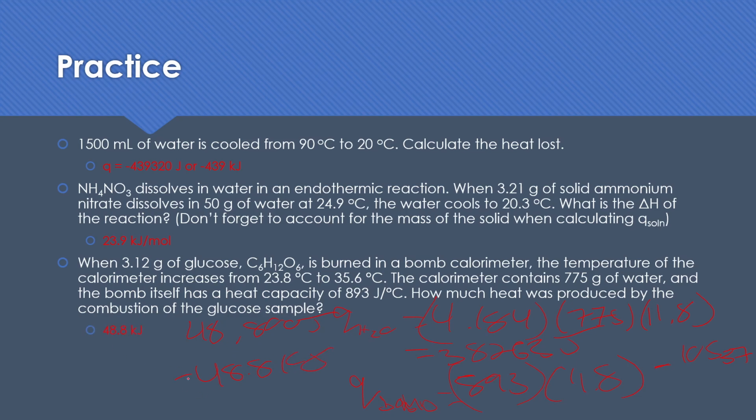Now, this is negative, but a lot of times if they say how much heat was produced, you'd report it as a positive heat, because the negative is not saying it's negative heat, it's saying the direction that it's going.